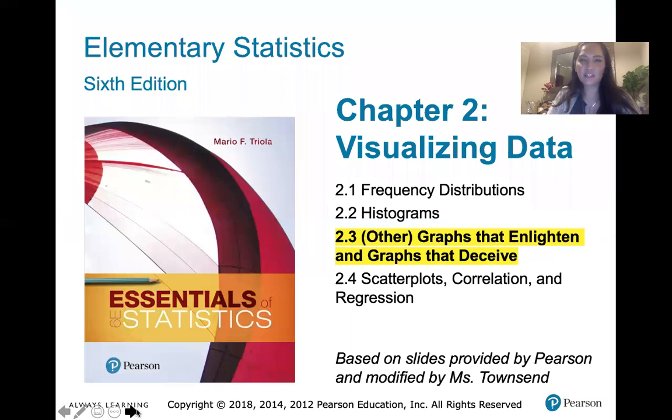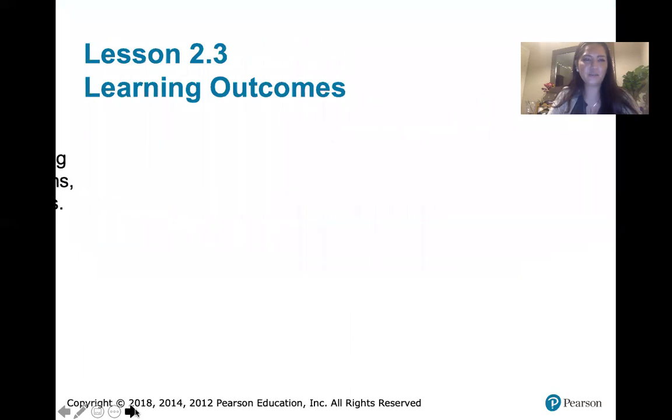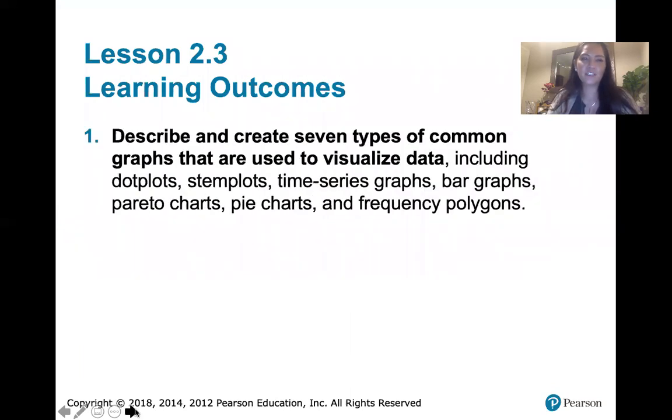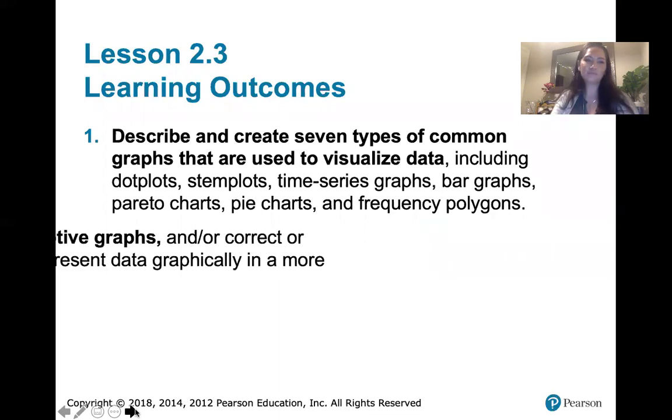This is the 3rd section in chapter 2, which is all about visualizing data, from the Essentials of Statistics text, 6th edition by Triola. So here are our learning outcomes. First, we want to describe and create 7 types of common graphs that are used to visualize data. So we're going to talk about dot plots, stem plots, time series graphs, bar graphs, Pareto charts, pie charts, and frequency polygons. We're going to talk about their qualities, and we're going to talk about how we might create these.